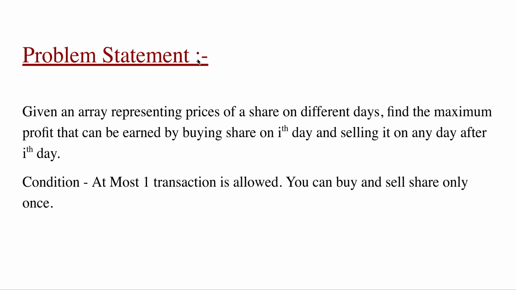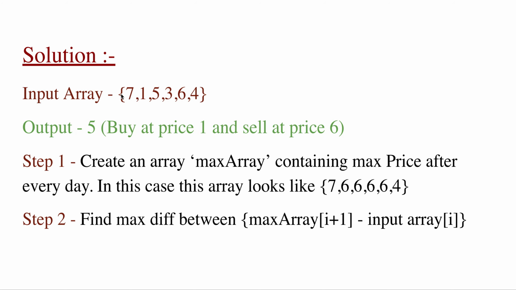Now, let me take you through an example. Here, we are given an input array which represents the prices of the share on different days. In this particular case, the output should be 5 because if we buy the share when its price is 1 and we sell the share when its price is 6, we can maximize our profit. So the output in this case is 5.